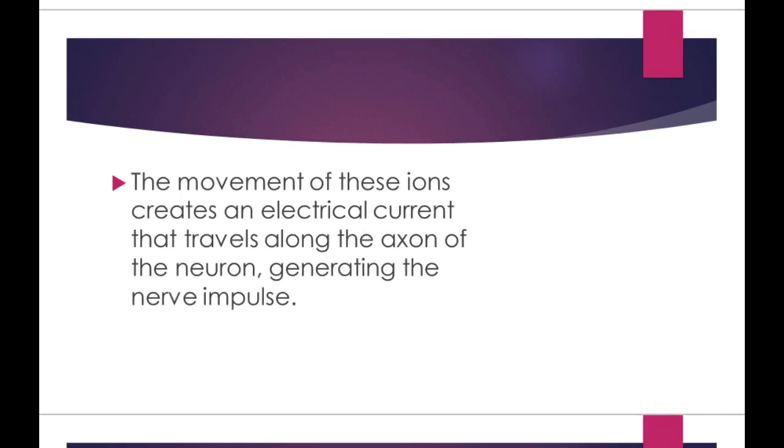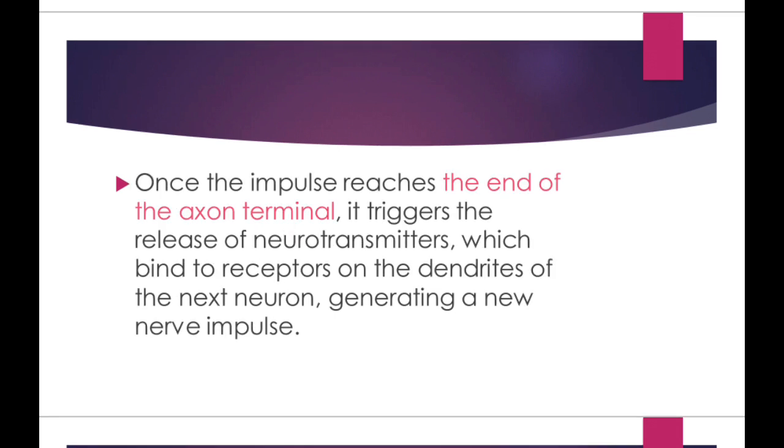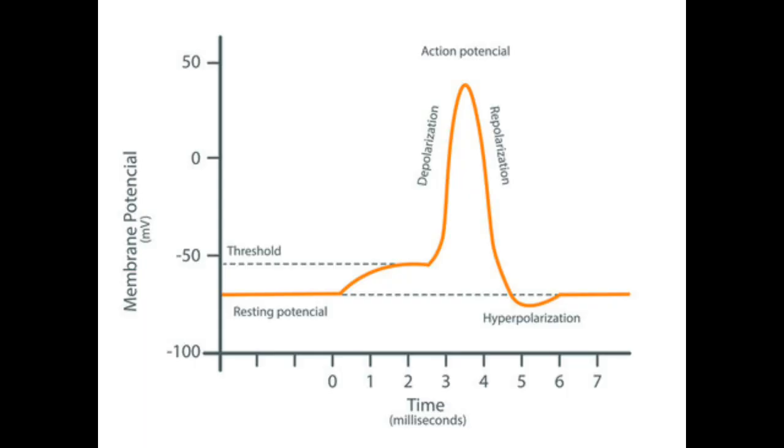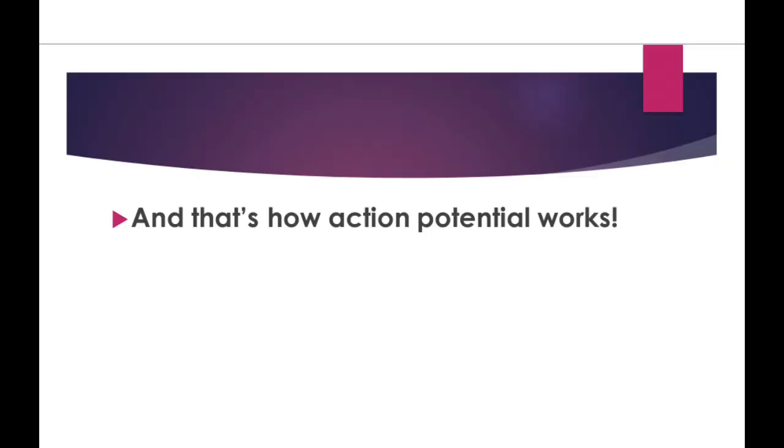The movement of these ions creates an electrical current that travels along the axon of the neuron, generating the nerve impulse. Once the impulse reaches the end of the axon terminal, it triggers the release of neurotransmitters, which bind to receptors on the dendrites of the next neuron, generating a new nerve impulse. And that's how action potential works.